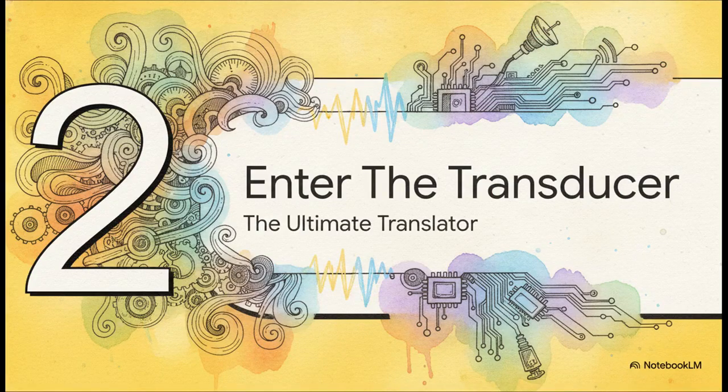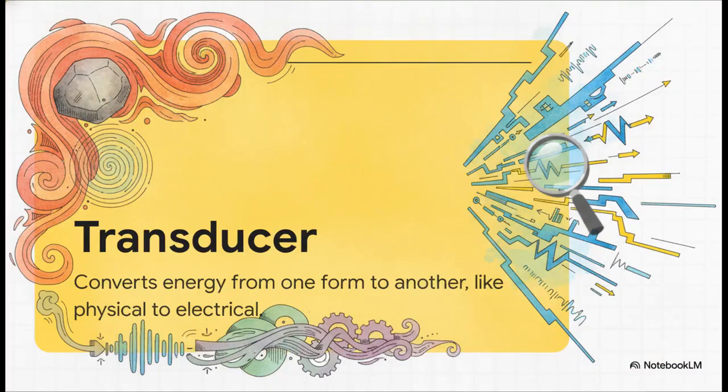Which brings us to Section 2, enter the transducer. So what exactly is it? Well, by definition, a transducer is a device that converts energy from one form into another. Now, in the specific context of instrumentation, it takes a non-electrical physical quantity, say mechanical force or heat, and transforms it into a readable, proportional electrical signal. It is, essentially, the ultimate translator. It takes all that raw physical energy and perfectly converts it into the exact language of voltages and currents that our data systems actually understand.